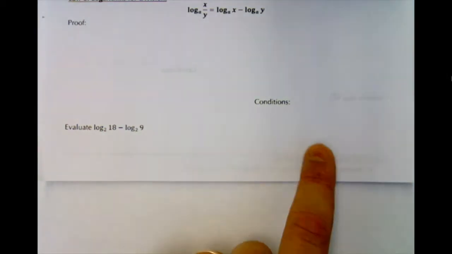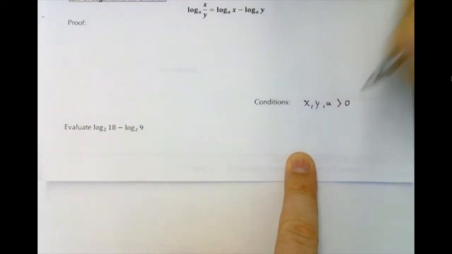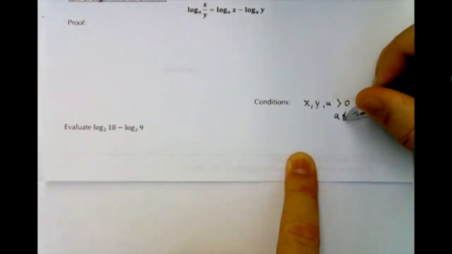We'll start there. The law is that if you have a logarithm with a division statement as the input, you can break that into two logarithms that are being subtracted. Or vice versa, if you have two logarithms that are being subtracted with the same base, you can rewrite that as the quotient of the inputs of the two logarithms, x and y, with that same base a. Conditions, they're the same as the first law. x, y, and a all need to be greater than 0, and a cannot equal 1.